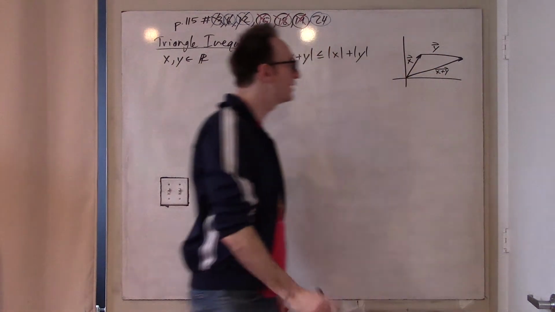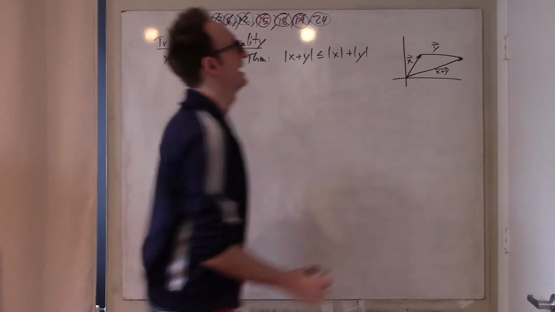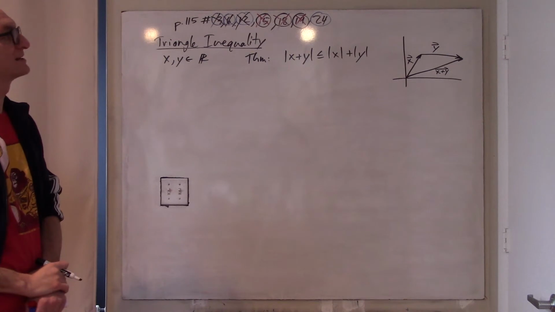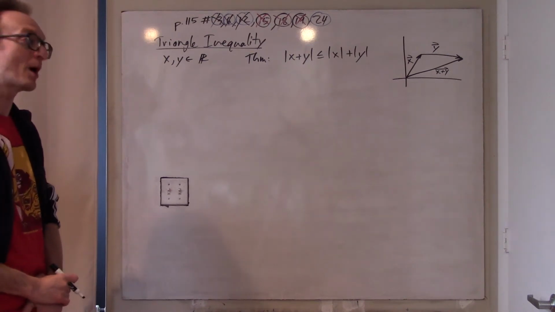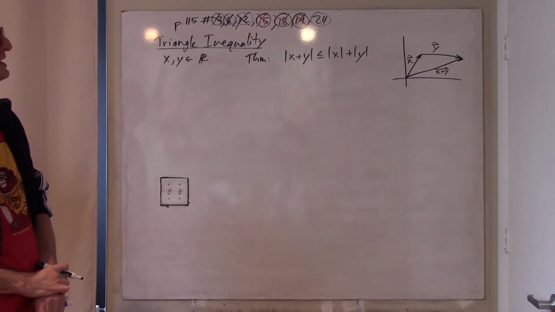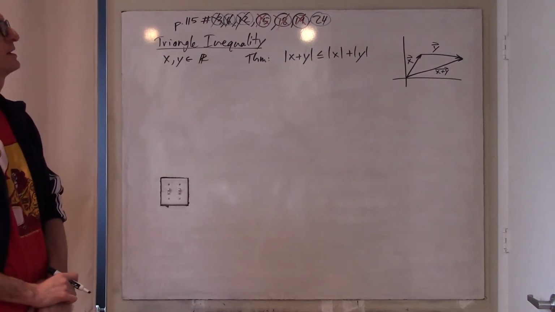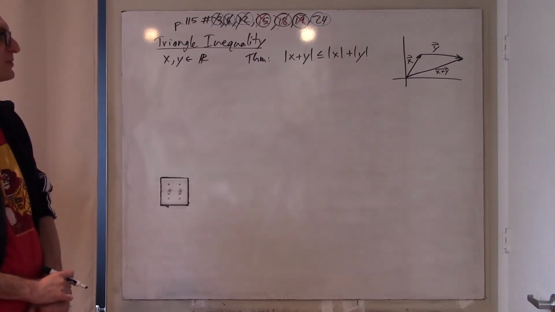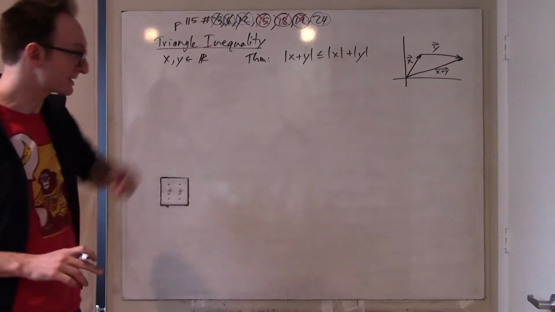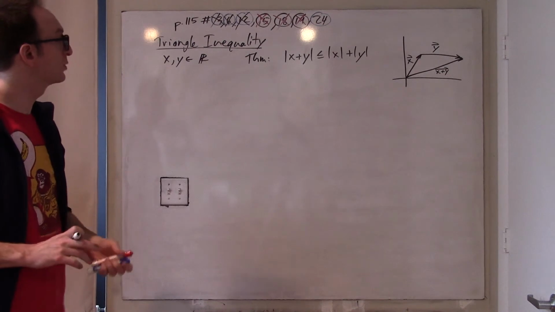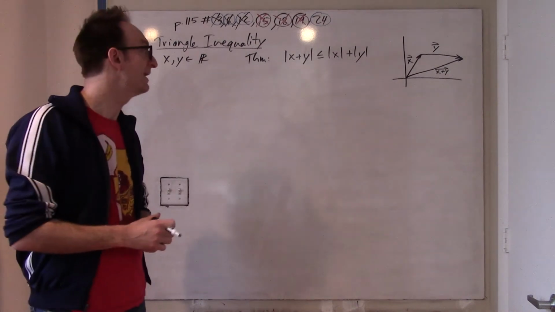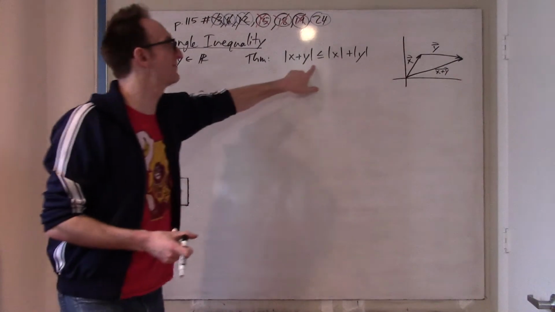So in two dimensions, this is why it's known as the triangle inequality. That's what I'm explaining here: the size of x plus y is always less than or equal to the size of x plus the size of y, where here we're thinking of the size of the vectors, so the lengths. But anyway, we're just proving it with real numbers, so this is the one-dimensional version. And this is just kind of obviously true.